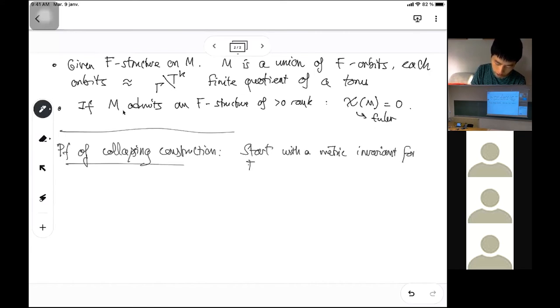For the F structure, you want a metric that is invariant for, say, the torus action. What does it mean? It means that the torus action is going to be an isometric action for your metric. And how do you obtain that? You just use an averaging argument.